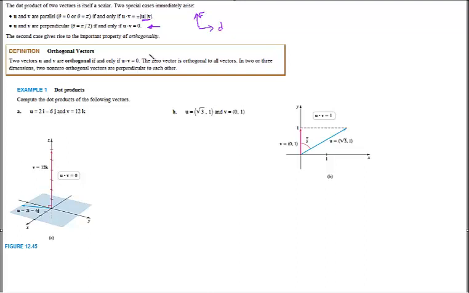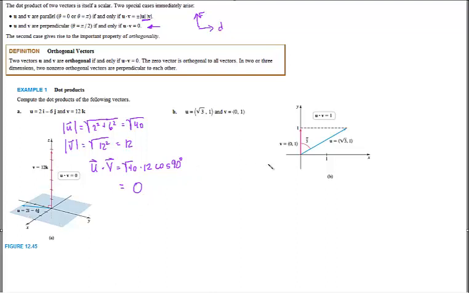So let's look at a couple of cases here where I've got some vectors and I want to know the dot product. Alright, I went ahead and got the magnitude of u and v, and then I'm going to compute the dot product, and since the cosine of 90 is 0, then the dot product of vectors u and v is 0, which means that u and v are orthogonal, or perpendicular to each other.